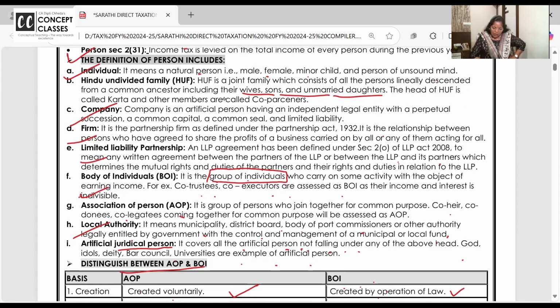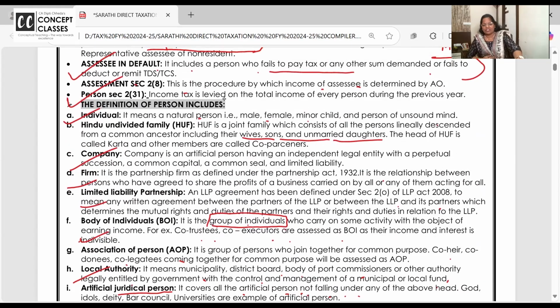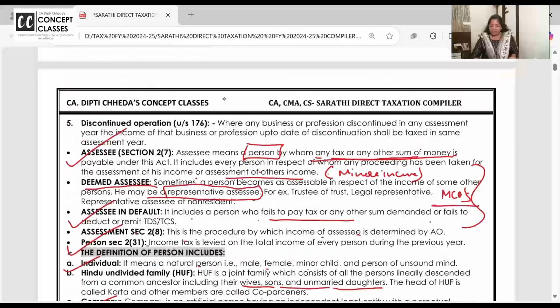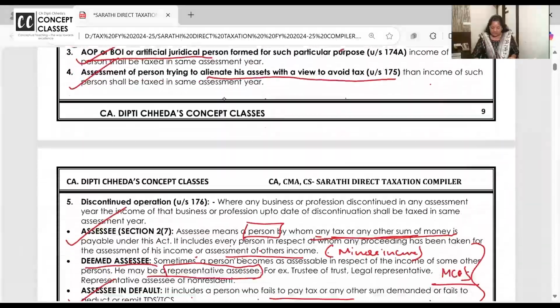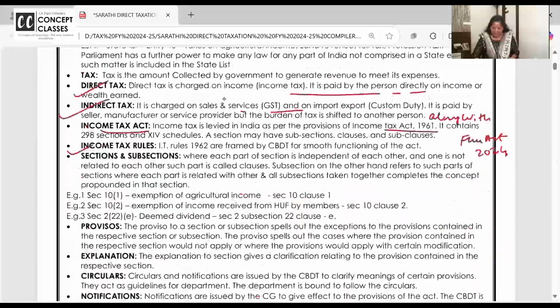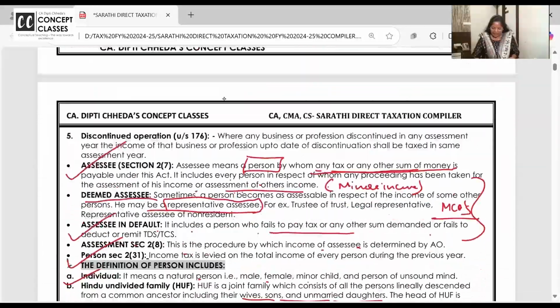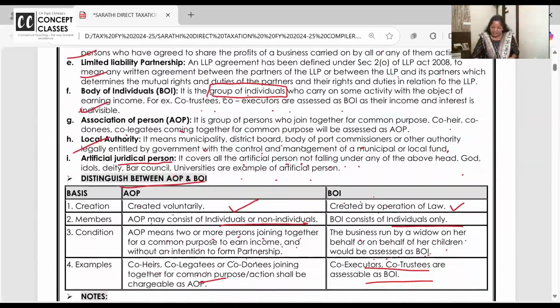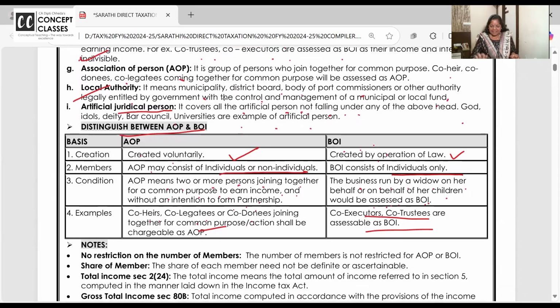Okay, now ask your doubts on the definition of person. Is this clear to all of you? Ma'am, body of individuals cannot be created voluntarily. What, body of individuals cannot be created voluntarily? It can be created, but one minute, I'll tell you. You can create a body of individuals, but there is no legality to it.